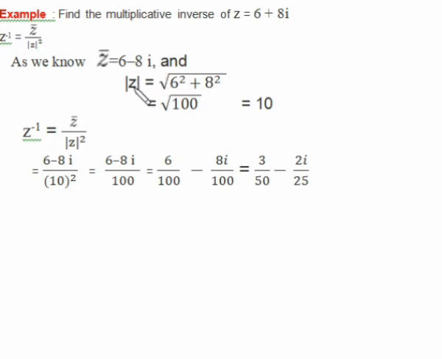Now its modulus is root 100, that is 10. Z inverse is written as the conjugate divided by the square of its modulus. So we write 6 minus 8i divided by 10 square, that is 6 minus 8i divided by 100, 6 upon 100 minus 8i upon 100, cancelling gives 3 by 50 minus 2 by 25. This way we represent the complex number, and in such a way we solve many more questions regarding it. Okay, thank you.